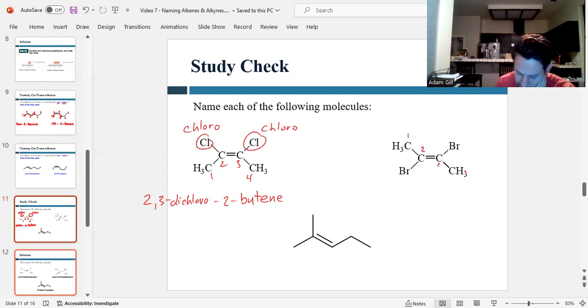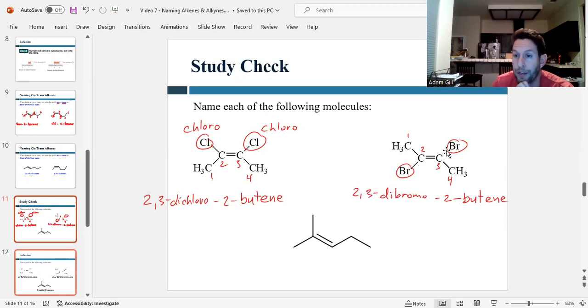Number of the parent chain. It looks like this one is also butene. Because it's a double bond, it's an alkene, so we get butene. The double bond starts at carbon number 2, so 2-butene. And then it looks like we've got bromines at carbons 2 and 3. So we've got dibromo, and that's 2,3-dibromo. Now, what I didn't do in either of these is specify cis or trans.